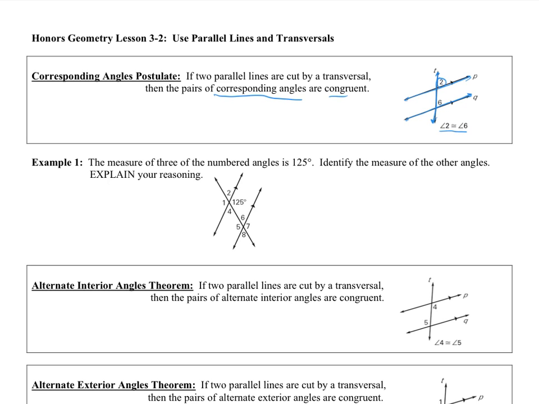Example 1. The measure of three of the numbered angles is 125 degrees. Identify the measure of the other angles. Explain your reasoning. So we need to find three angles that are all 125 degrees. So let's look at this angle here. This angle is 125 degrees. Then angle 7 must also equal 125 degrees by the corresponding angles postulate. So let me write that down.